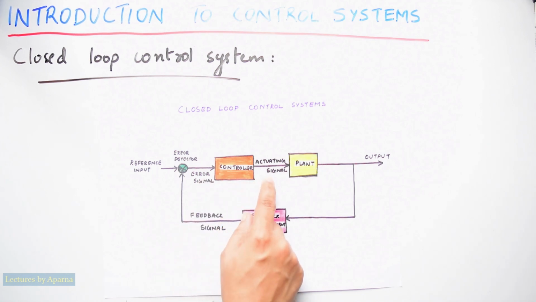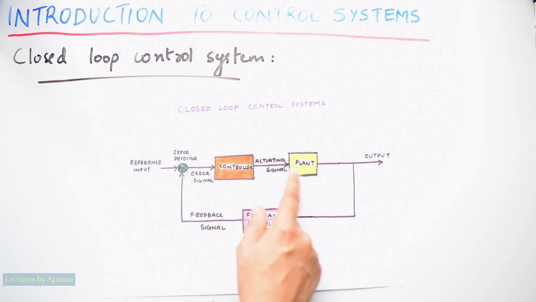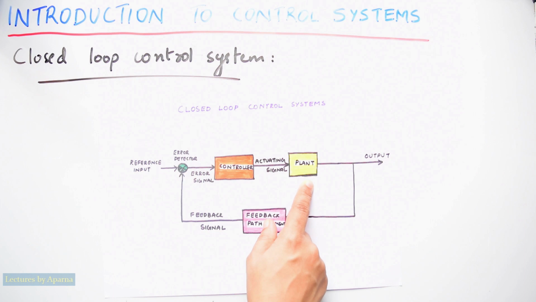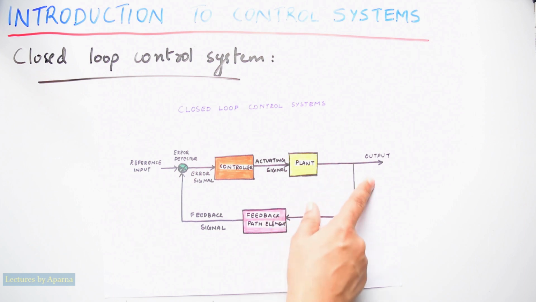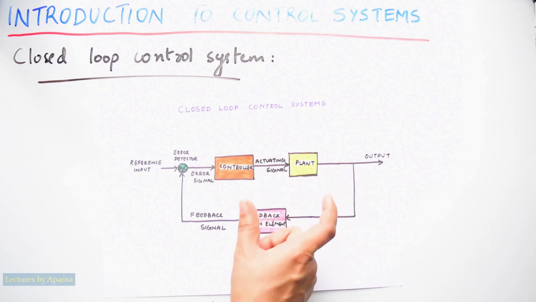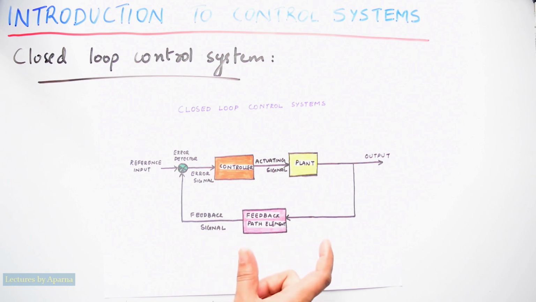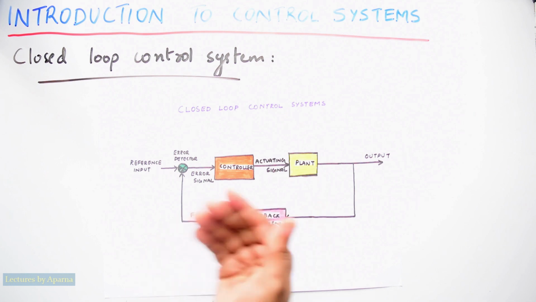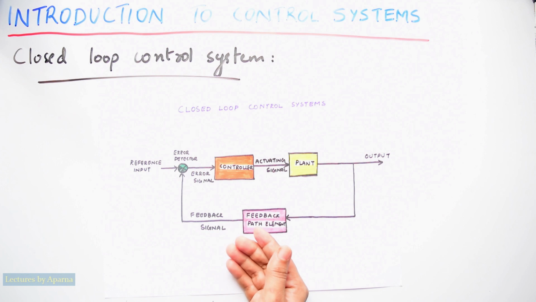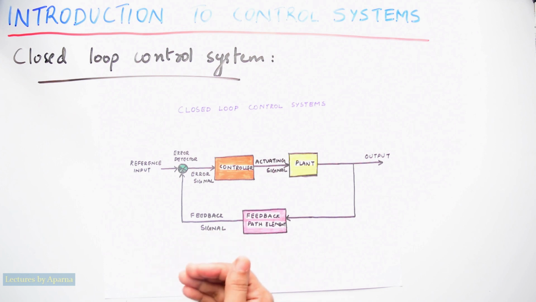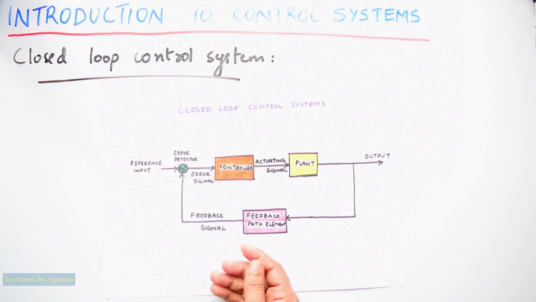So the controller will correct the error by sending an actuating signal to the plant. And the plant will give the desired output level. In this combination, the output of the control system is adjusted automatically till we get the desired response. So a closed loop control system is also known as feedback control system or automatic control system. So these are some initial concepts of control system.